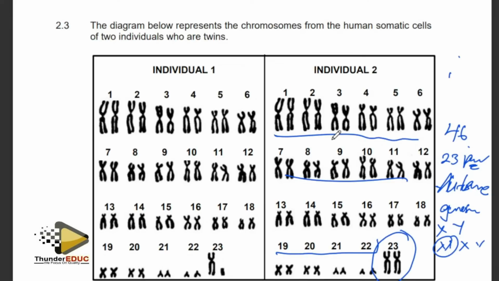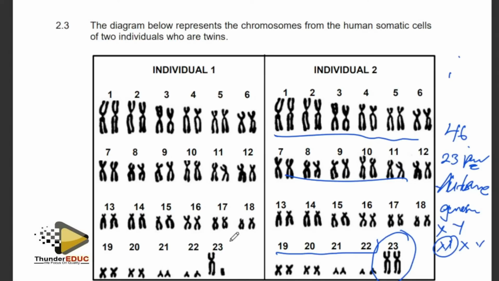The 23rd pair is made up of X and Y. If X and X meet, the individual is a female. If X and Y meet, the individual is a male. That's how you describe it. Now, what if they bring a karyotype like this and ask you which one is a male and which one is a female? Check. This one is short, and the other two are long. Therefore, this one is a male and this one is a female. Give a reason for your answer.